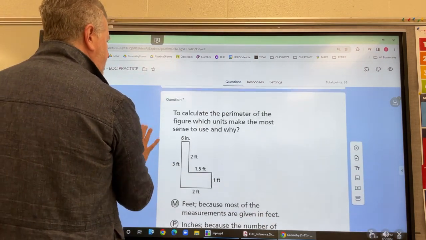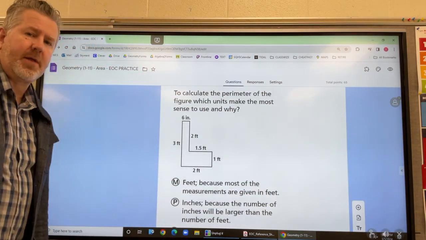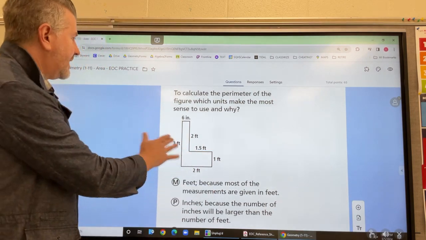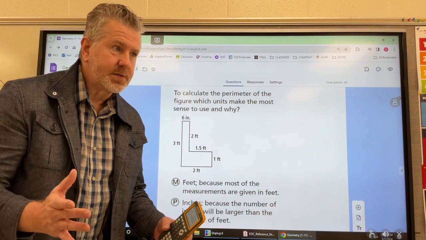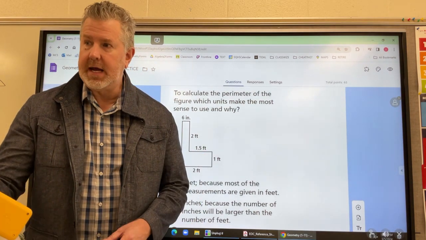We're going to have to deal with this in almost every problem here. This one's probably the easiest one of the whole thing. It just asks to calculate the perimeter. What is perimeter? Let me ask the class. Eli? Randy?